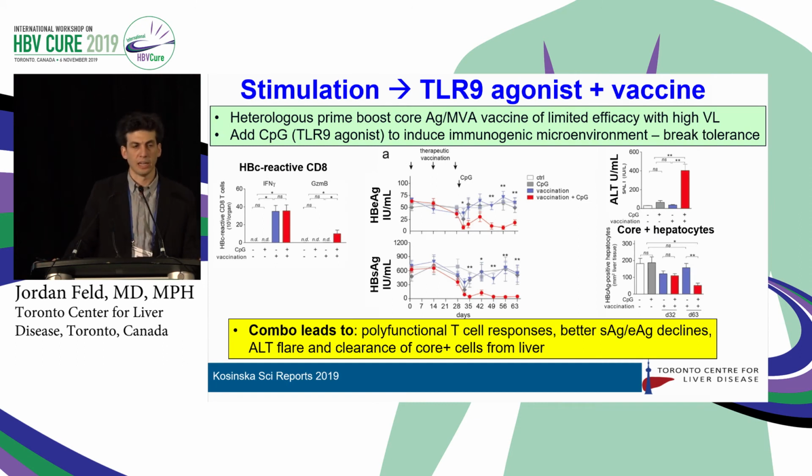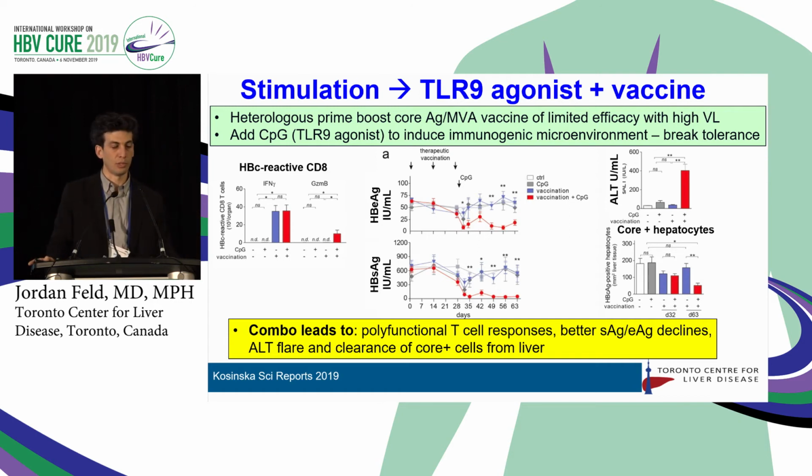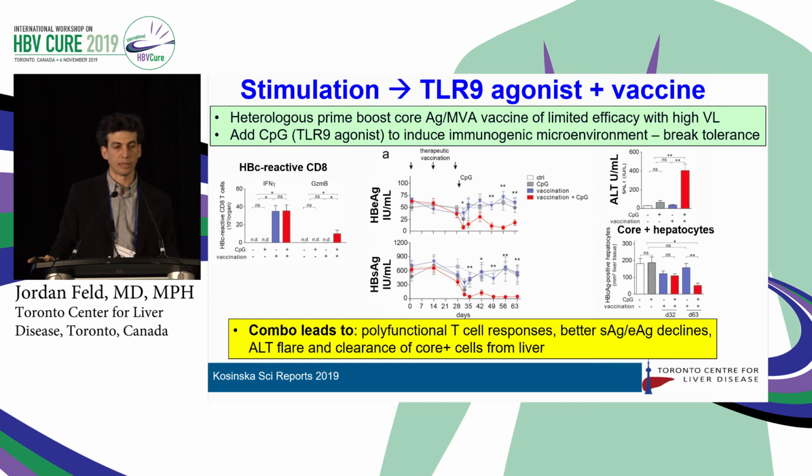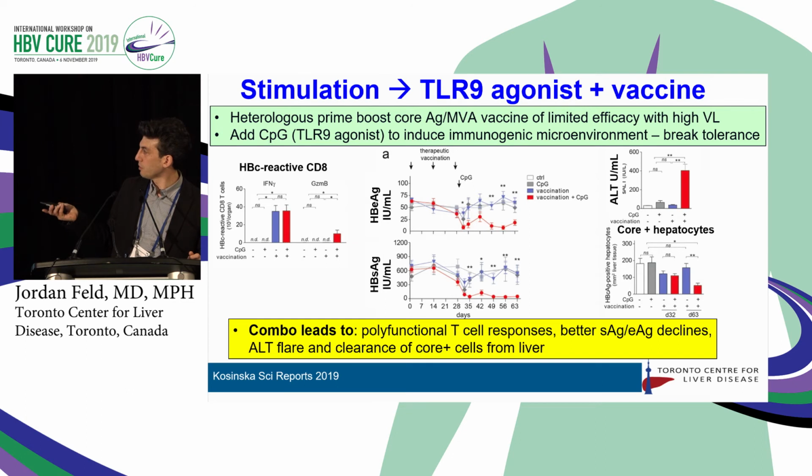And then finally, another immunological approach using the opposite side, where you use a second agent to stimulate or augment the effect. In this case, again using a therapeutic vaccine. This vaccine has reasonable efficacy at low and moderate viral loads, but when you get to high viral loads, it really doesn't work very well. So the concept, again by Protzer's group, was to add a CpG, which is a TLR9 agonist, and this induces an immunogenic microenvironment in the liver, with the concept that it is given shortly after the vaccine. So you see the prime and then the boost vaccine is given, and CpG is given here.